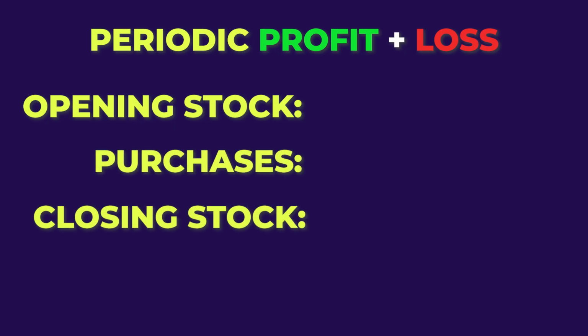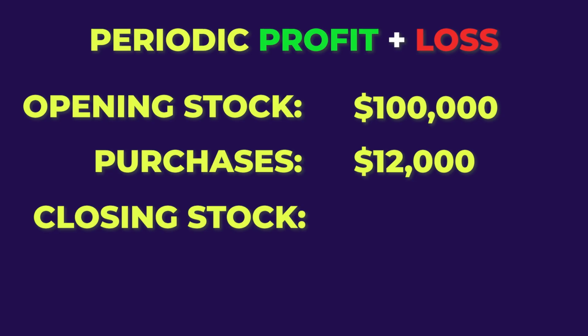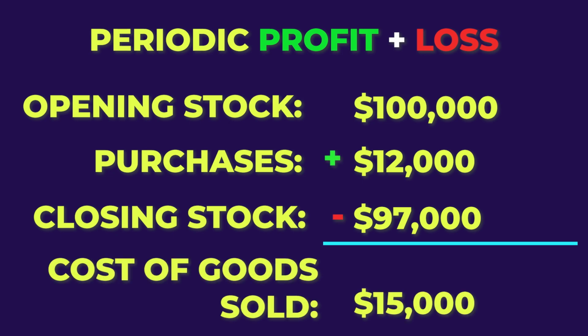In our example, we will have $100,000 opening stock, plus our purchases of $12,000, less our closing stock of $97,000 will equal our costs of goods sold of $15,000. So that being $100,000 plus the $12,000 minus the $97,000 gets us the $15,000 cost of goods sold. From here, our profit and loss will be accurate.